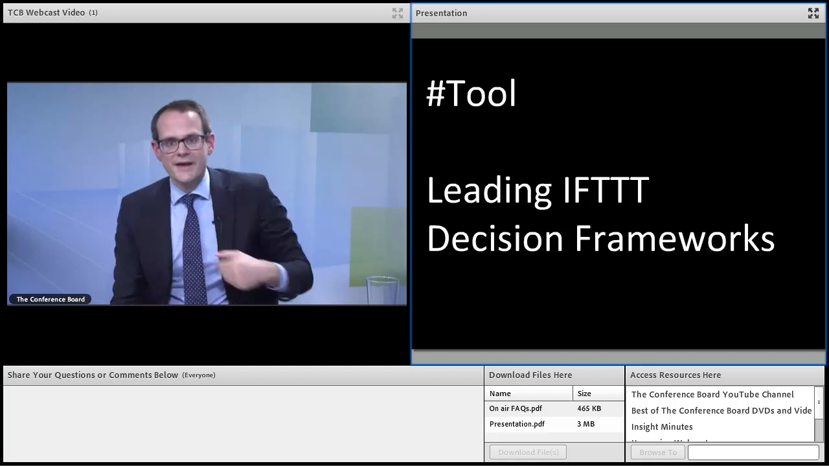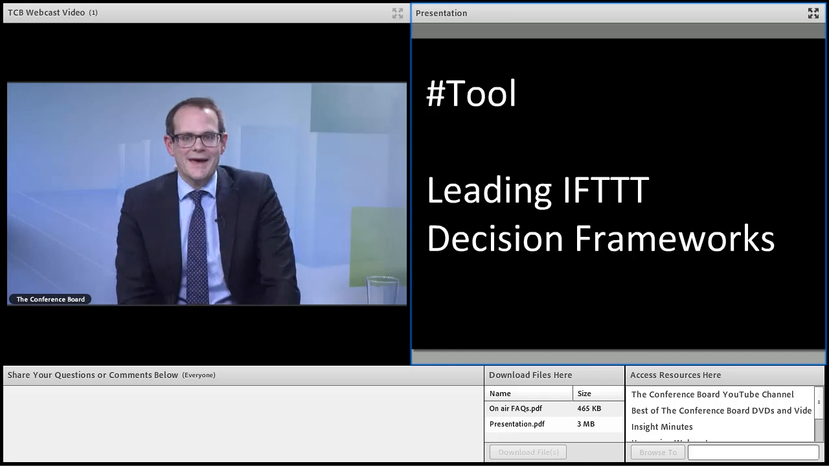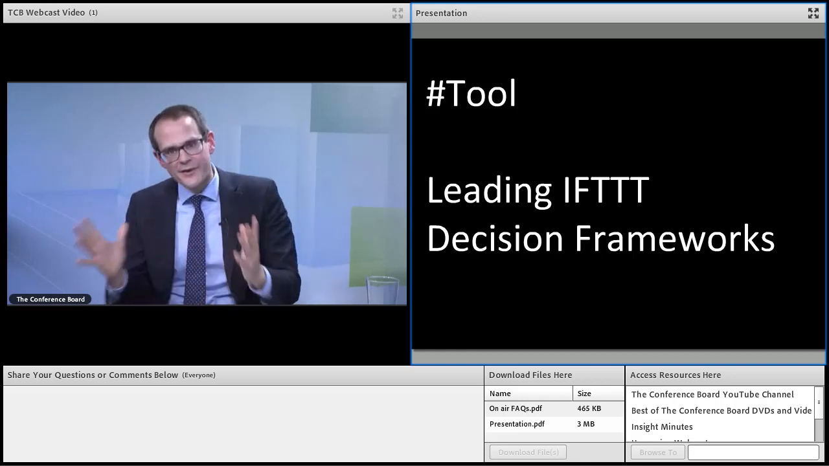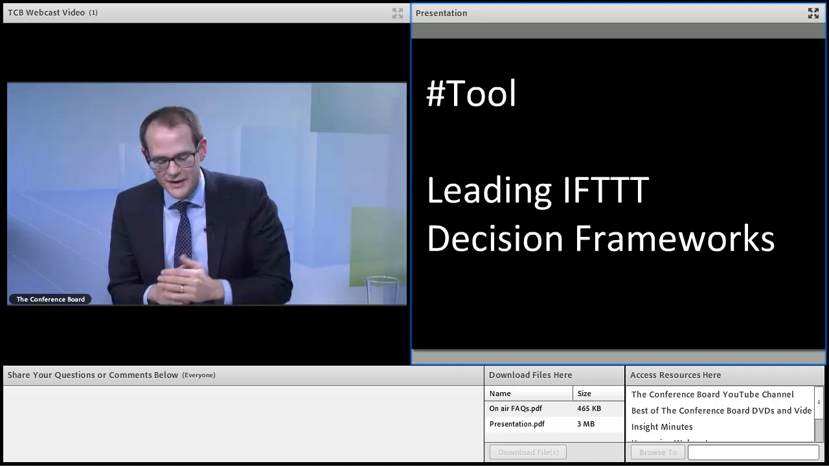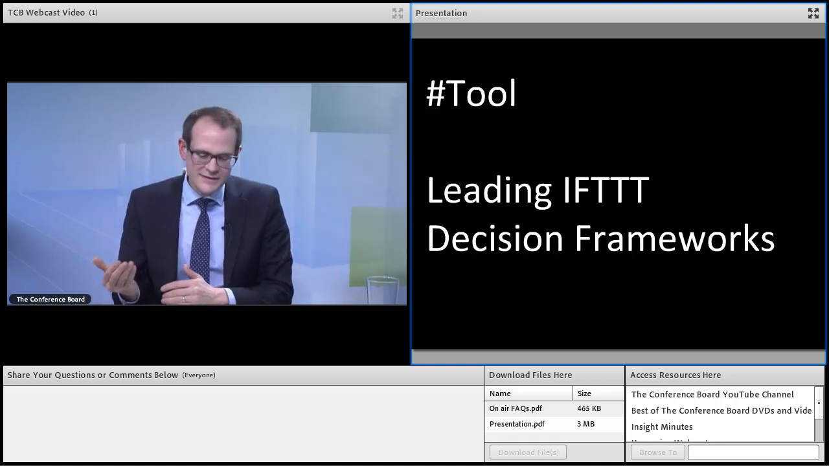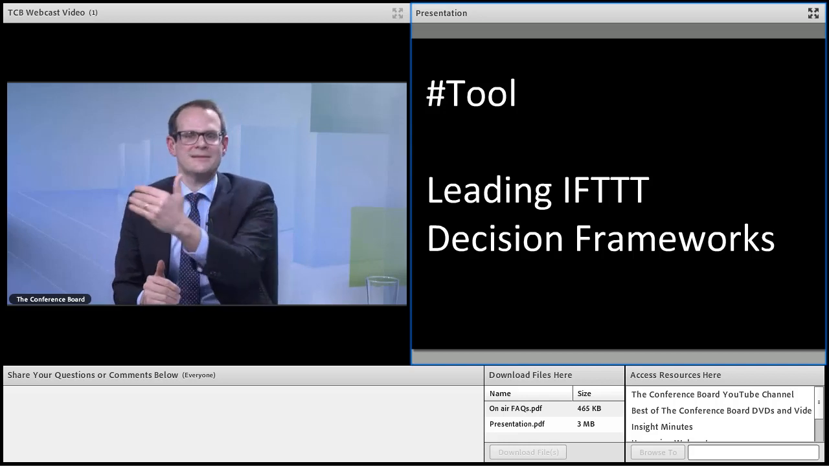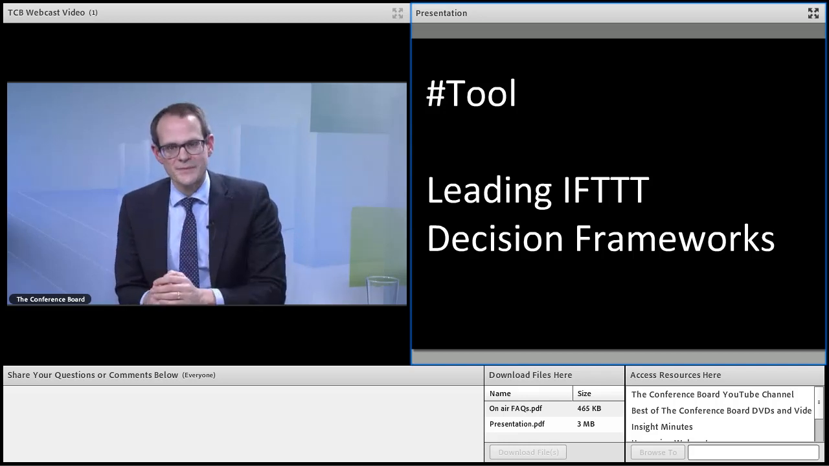The next tool that I would have for you is what I would call IFTTT. And some of you might even be using that app. I'm not talking about the app, but about similar things, especially when it comes to decisions and decision frameworks. IFTTT stands for if this, then that. If this, then that decision trees.